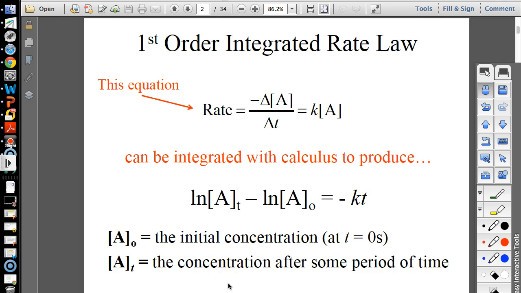Okay, so remember, guys, when we did the rate of a single reactant, we looked at the concentration over time and everything was fine. And that red sentence right there, it doesn't matter that they did this with calculus. Like I said, you don't have to know calculus, but it can be integrated with calculus to produce this. It's like dy and then dx, and when you integrate it, that's a real common integrated thing. And then this is the integrated form of it.